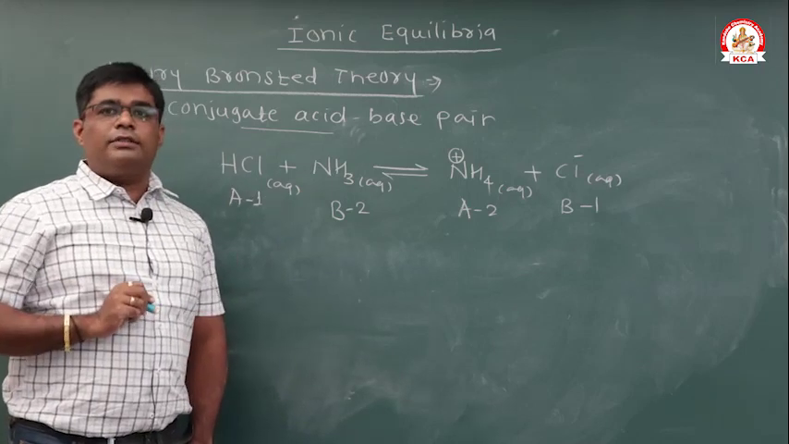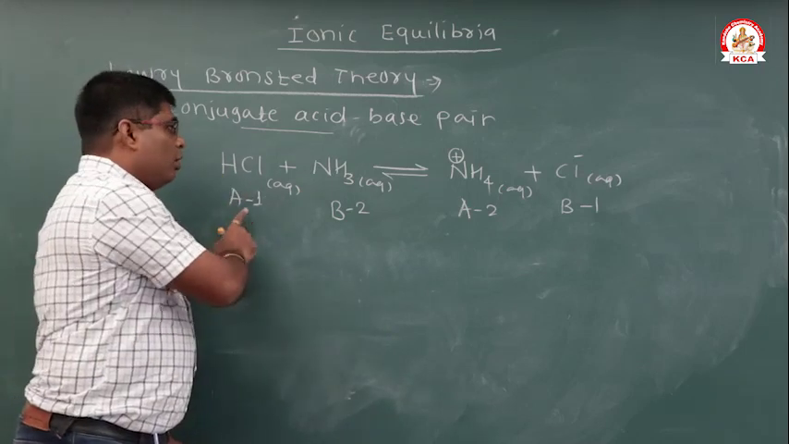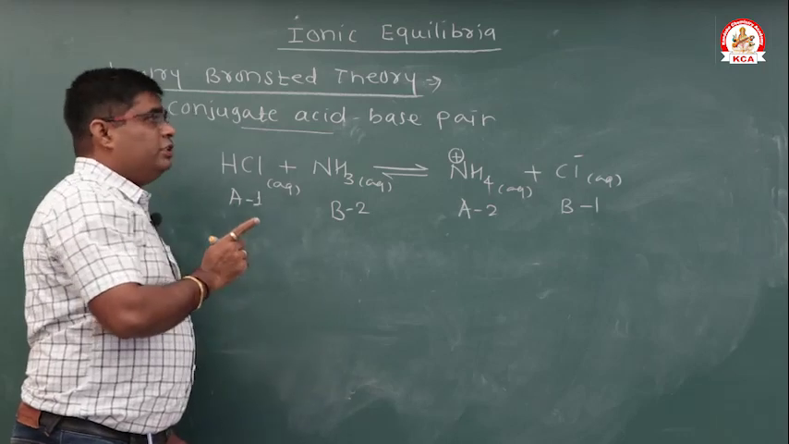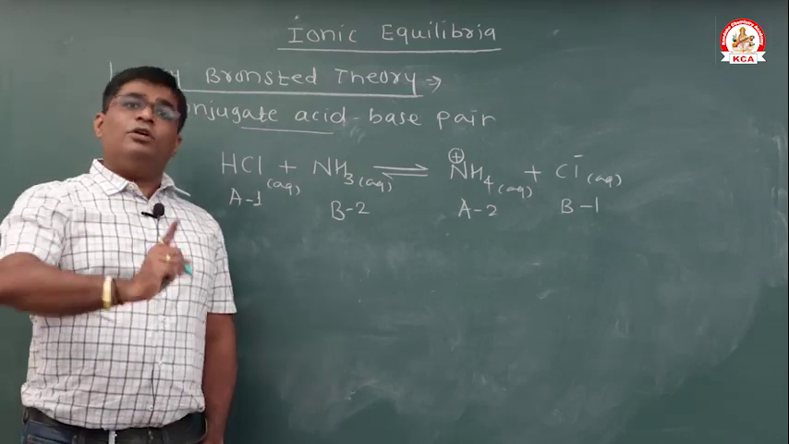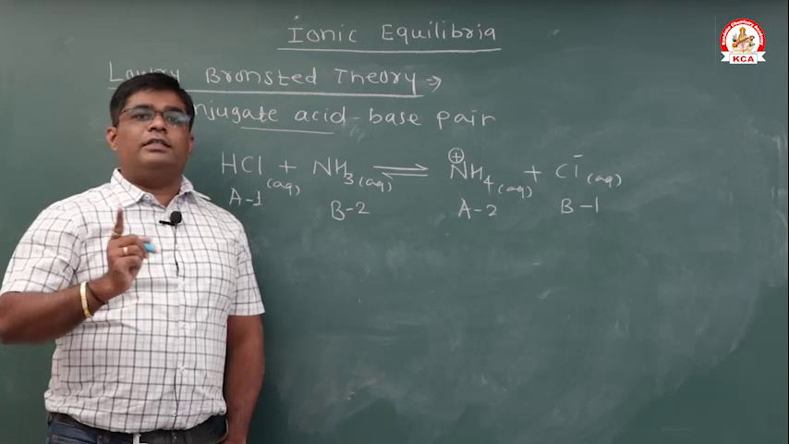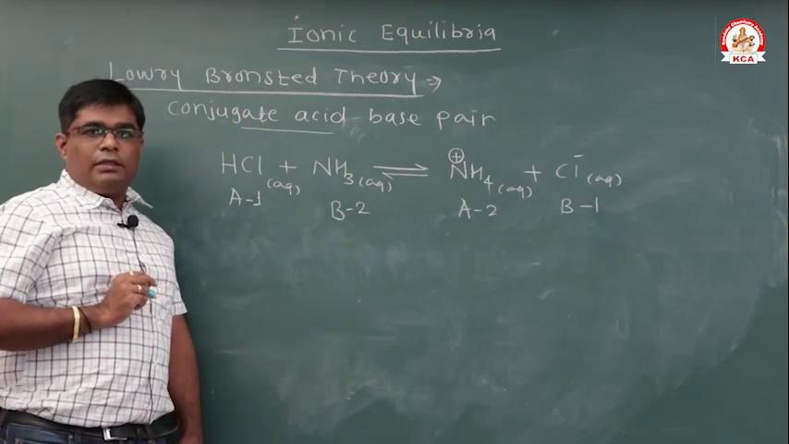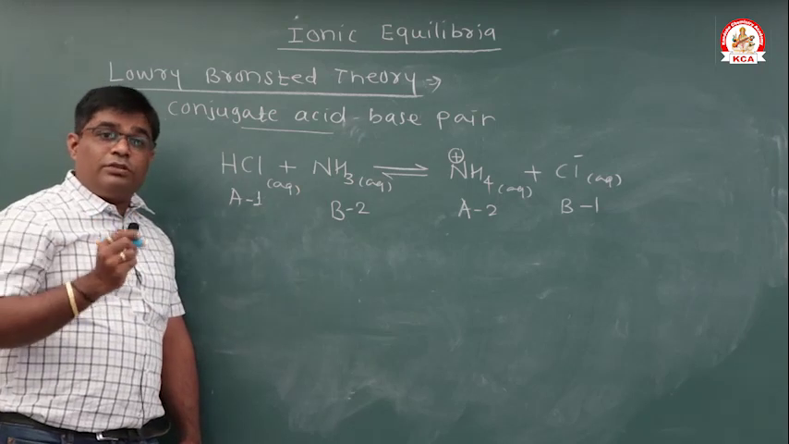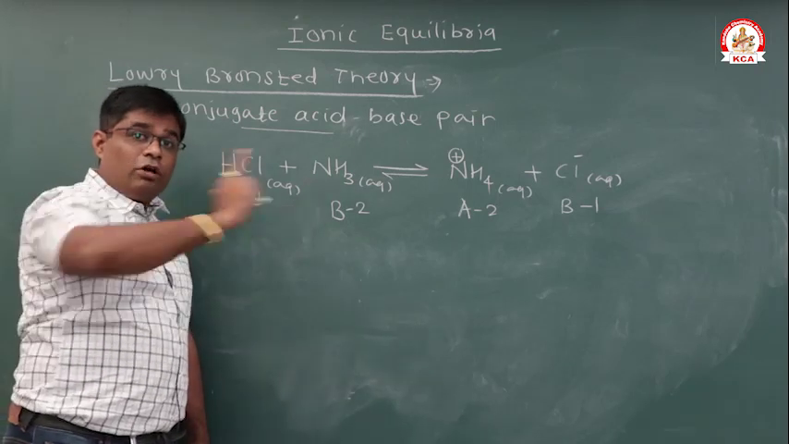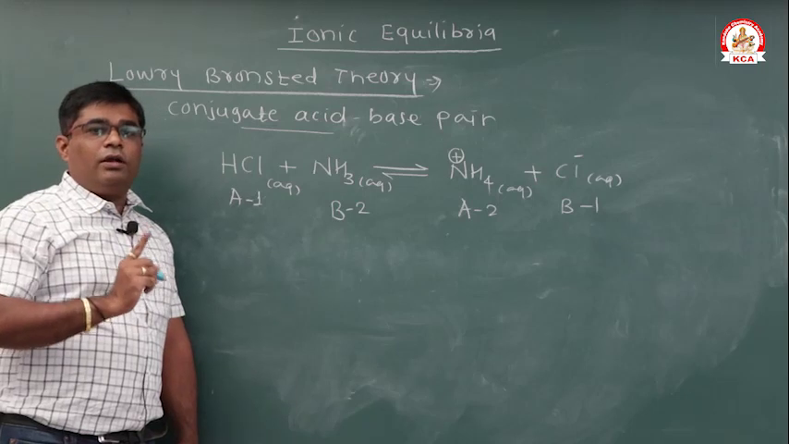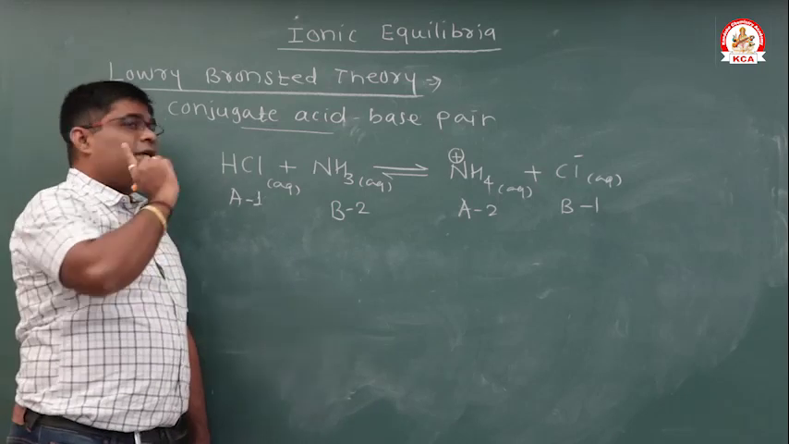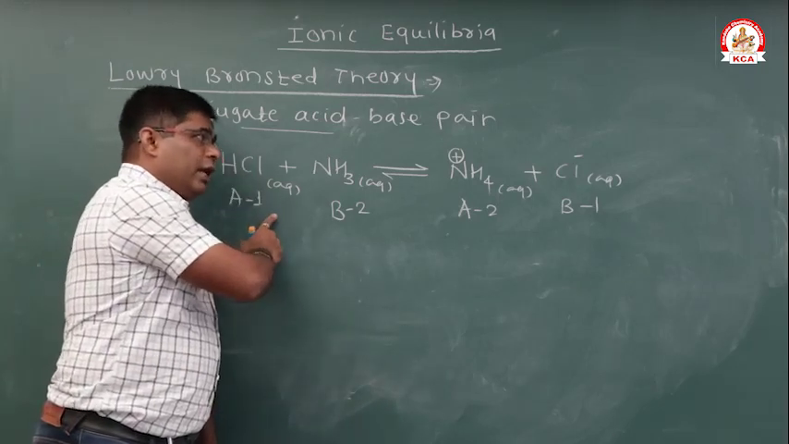What is the conjugate acid base pair? It is a pair of acid and base which can be formed from each other by donating or accepting the proton. It is the pair of acid and base which can be formed from each other by donating or accepting the proton. That means the acid donates the proton and forms the base.